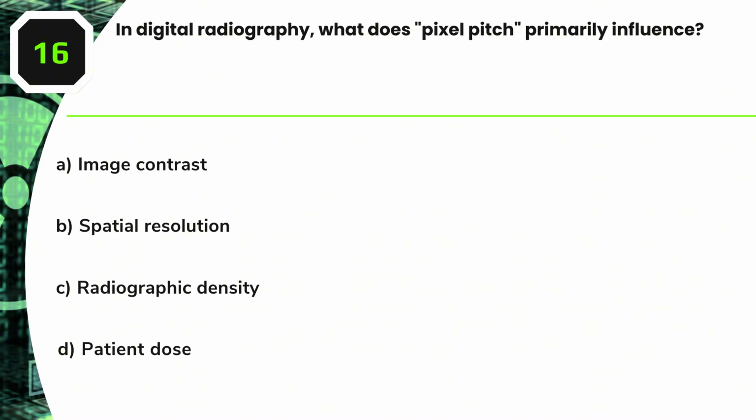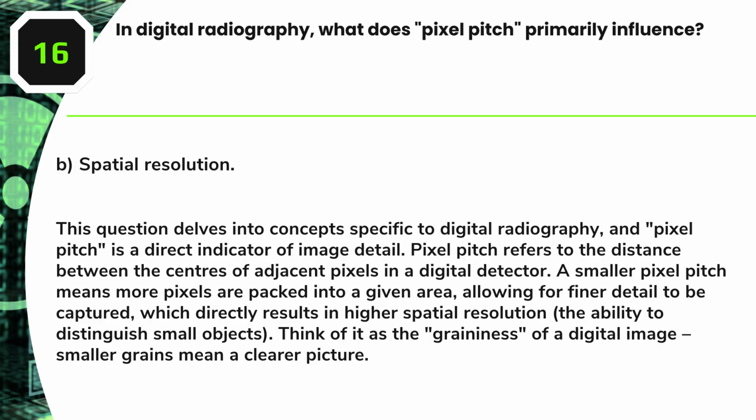Question 16. In digital radiography, what does pixel pitch primarily influence? A. Image contrast. B. Spatial resolution. C. Radiographic density. D. Patient dose. Answer: B. Spatial resolution. This question delves into concepts specific to digital radiography, and pixel pitch is a direct indicator of image detail.